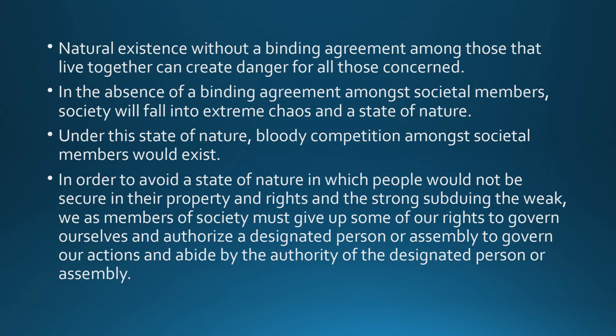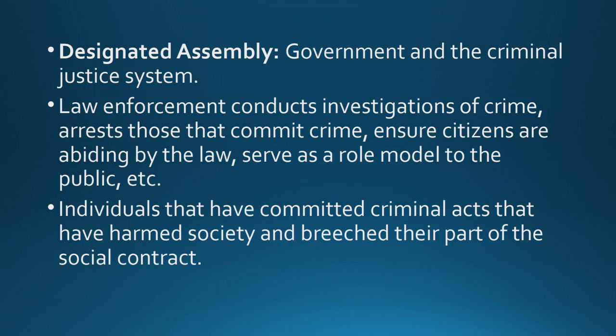assembly. So it's basically, we agree for the good of society to give up some of our rights to the designated assembly, which would be the government, especially the criminal justice system. And we agree that we're going to abide by their authority for the good of society. Now, as a designated assembly, which is the government or the criminal justice system, law enforcement's role as being a part of the designated assembly is they've got to investigate crime, arrest those who committed crime, ensure citizens are abiding by the law, and they also serve as a role model to the public.